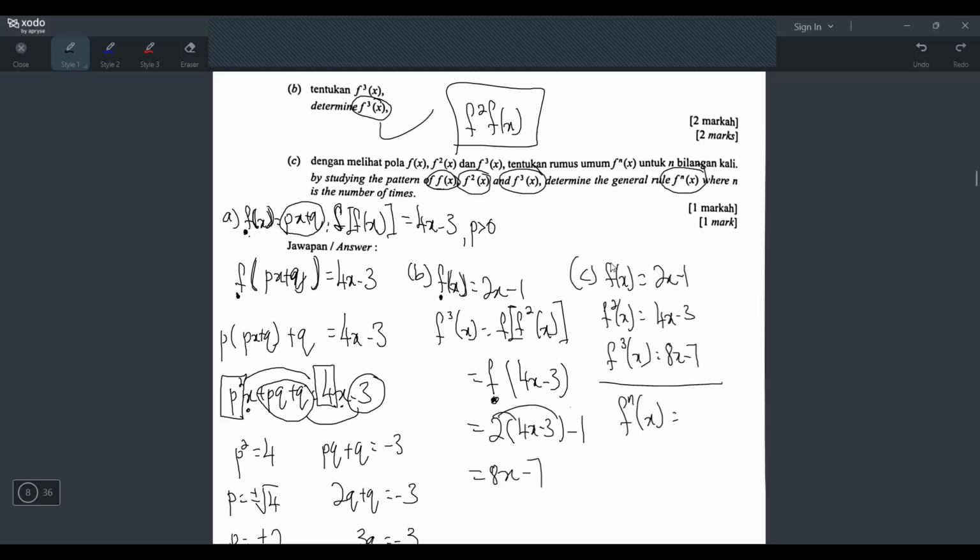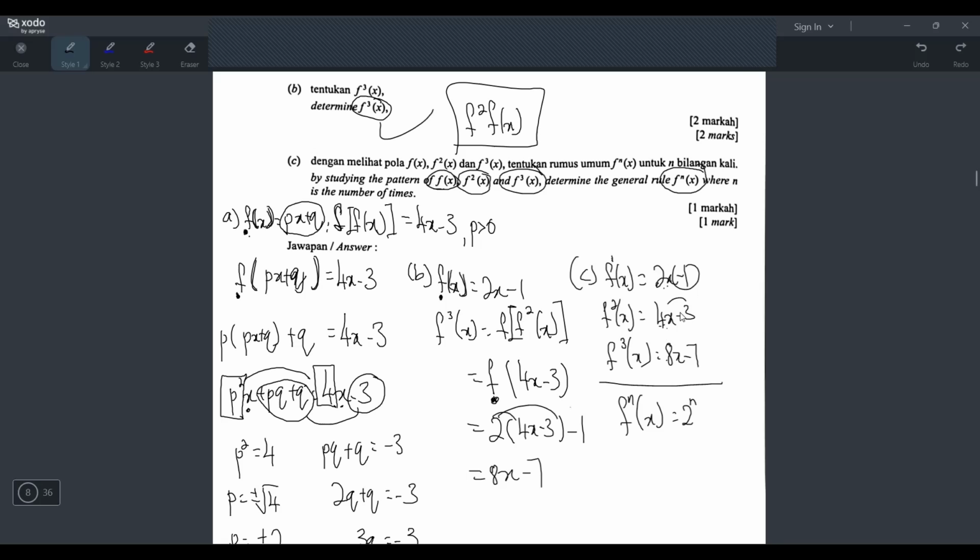So if you notice, when there's no power here, it means power 1. When it's power 1, the number in front of x is 2. When it's power 2, the number in front of x is 4. And when the power is 3, the number in front of x is 8. It means this is definitely 2 power n. Do you agree? Because when n is 1, this will be 2, because 2 power 1 is 2. When this is 2, this becomes 4. So the number here is actually 2 power this number. That's why 2 power 1 is 2, 2 power 2 is 4, 2 power 3 is 8. So this is 2 power n.